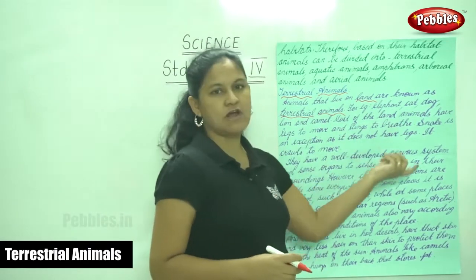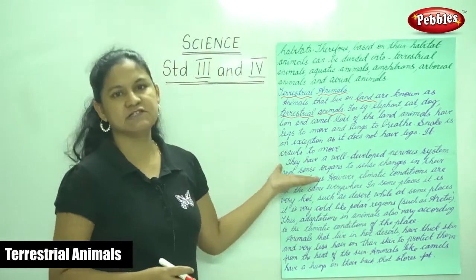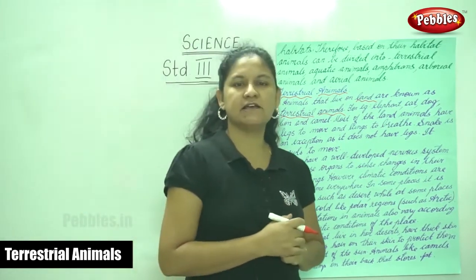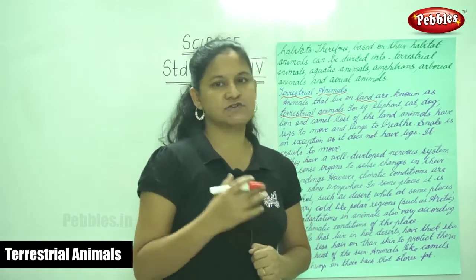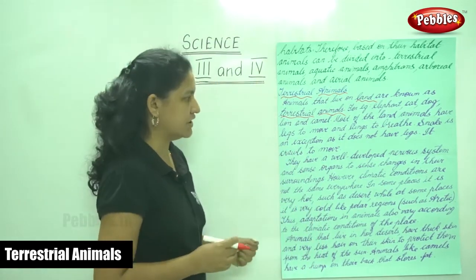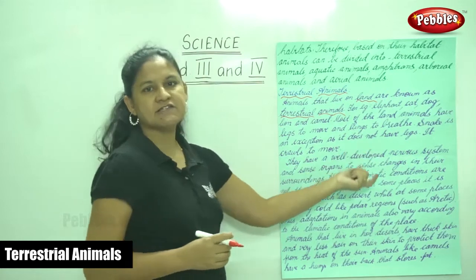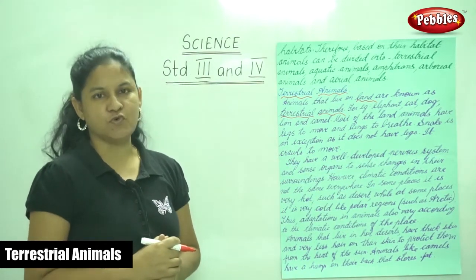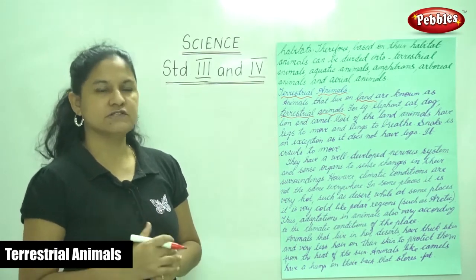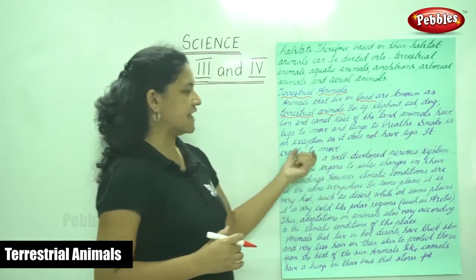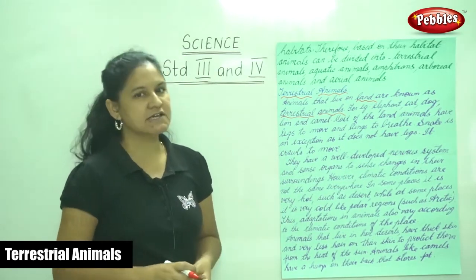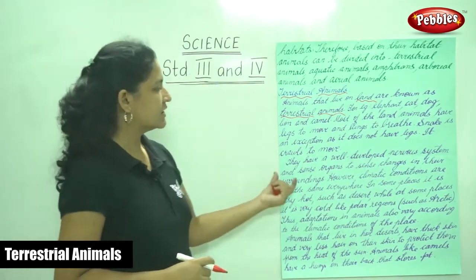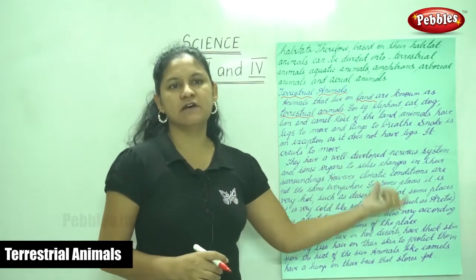Most of the land animals have legs to move and lungs to breathe. But in the case of a snake, it is an exception. It does not have legs to move but instead crawls on the ground. They have a well developed nervous system.